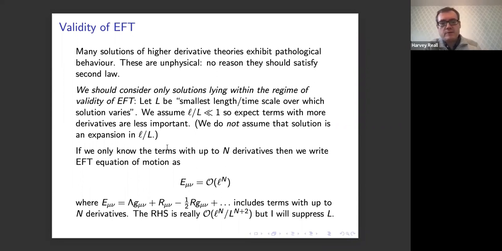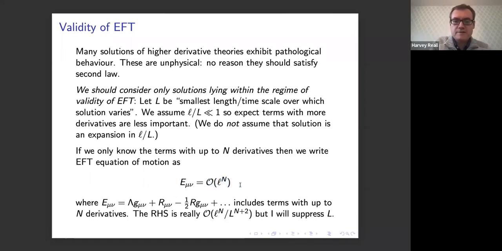So in practice, in effective field theory, we're not going to know the action to all orders, but only up to some number of derivatives. So let's say we know the terms in the Lagrangian up to and including n derivatives. We can then write the equation of motion like this, where on the left-hand side, E mu nu is just the standard GR terms, plus the higher derivative corrections that we know, in other words, including the terms with up to n derivatives.